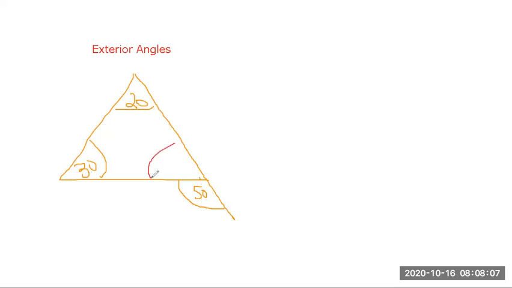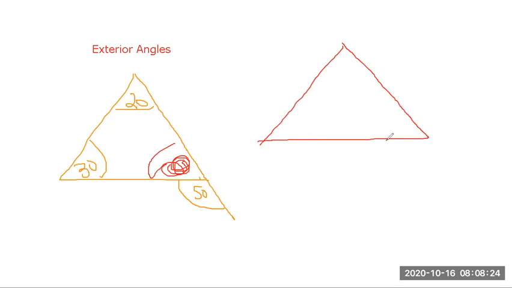Realize I did not include this angle. If the angle is beside that outside angle, it's not included. It's only the two that are opposites. All right, so let's make that line. What is that exterior angle right here? What is this angle right here? 80. All I have to do is add those two numbers to get that exterior angle.